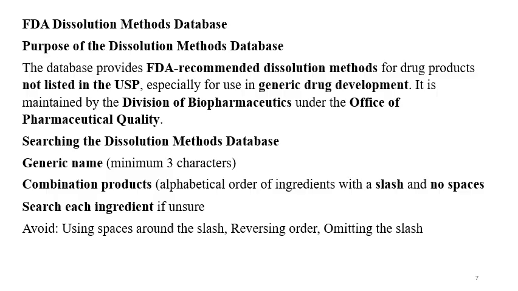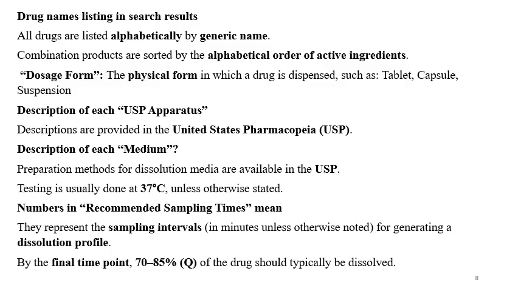For combination products also, you can check by the alphabetical order, and you should not use any slash or spaces. Once you use this database, you can easily understand how to search. You can search by using the name of the ingredient. You should avoid the spaces around the slash, reversing the order, and omitting the slash. Drug names are listed in the search results. All drugs are listed alphabetically by the generic name. Combination products are sorted by the alphabetical order of the active ingredients.